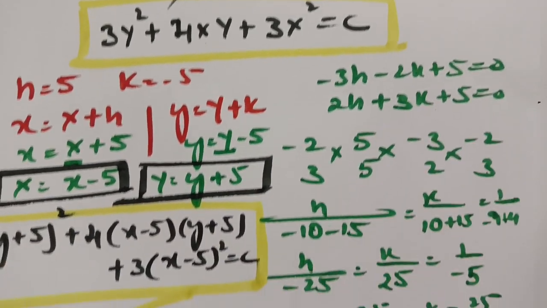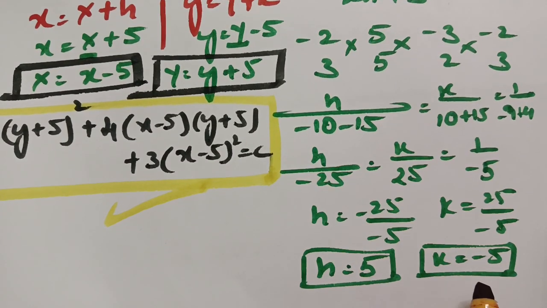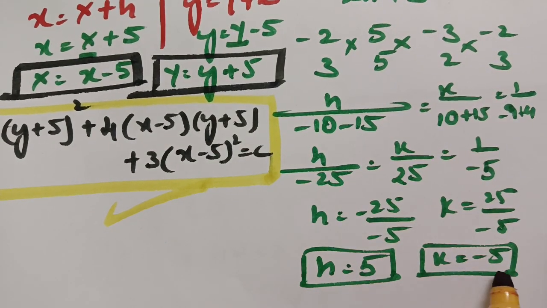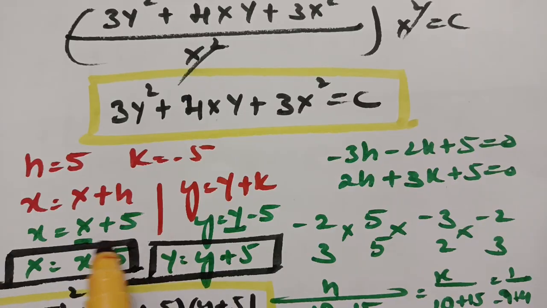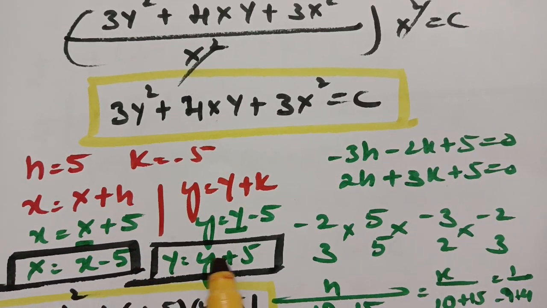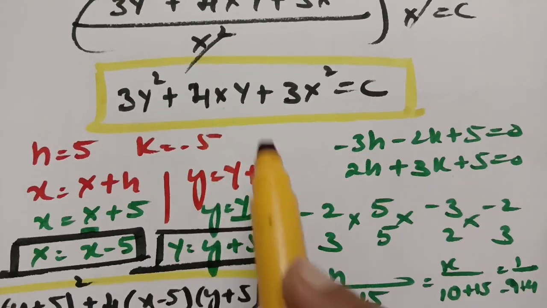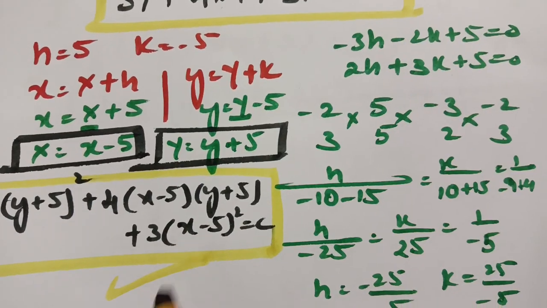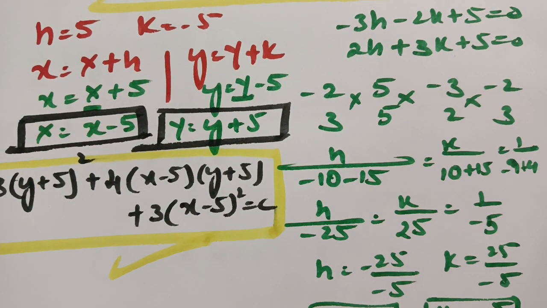So here I have taken the other part and calculated the h and k values. H value is plus 5 and k value is minus 5, and I have transformed capital X and capital Y in terms of small x and small y, and therefore this solution is transformed as this one, and this is the final answer. And this is how we have to solve when the determinant is not equal to 0.